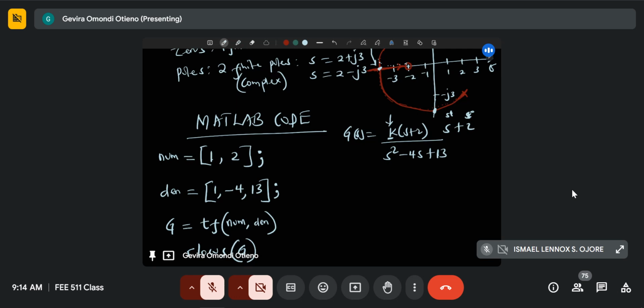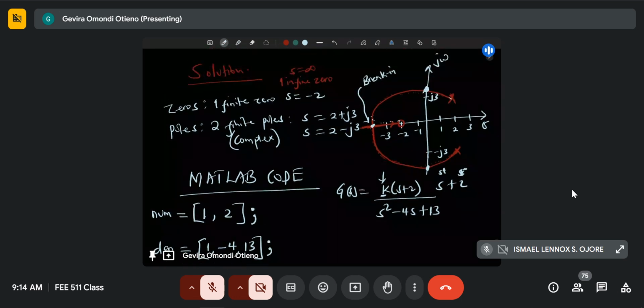You are calculating the centroid. You are looking for maybe the breakaway point and break-in point. Calculate those things, and then you can check your answers with MATLAB. What happens with MATLAB is, if I bring the cursor and click at this point, it will give you every detail about this point. You will know the break-in point because it will tell you the break-in point there. It will even tell you the gain at that point.